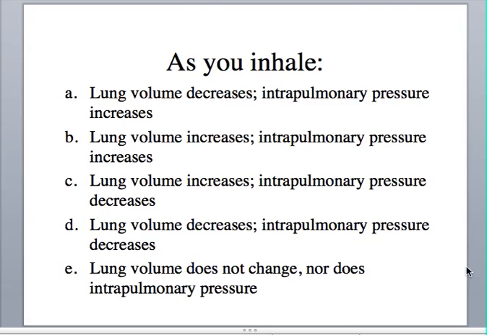Okay, so as you inhale, let's see if you can answer this. Does your lung volume decrease and your intrapulmonary pressure increase? I'll let you read through these choices yourself. You can pause the video as you're watching and answer this question. And if you have any questions about it, you can ask me.